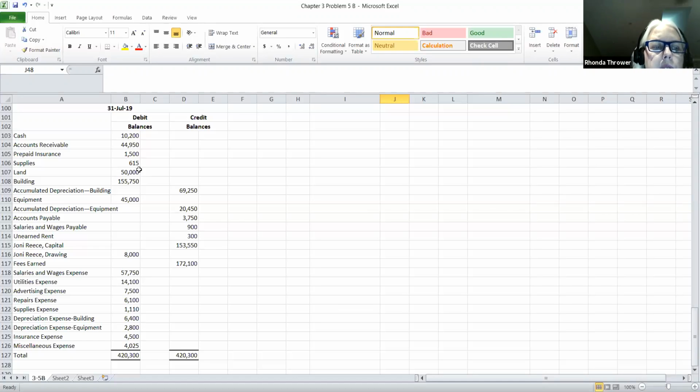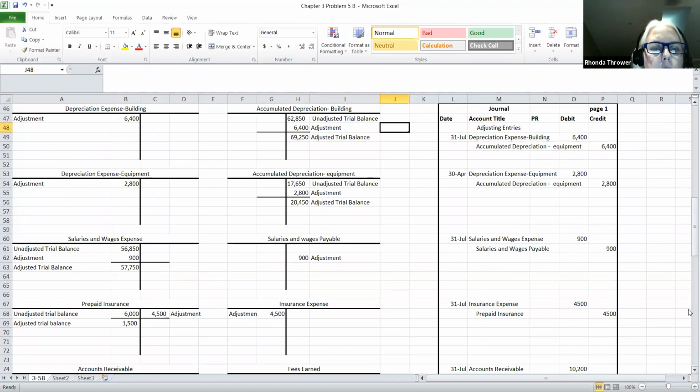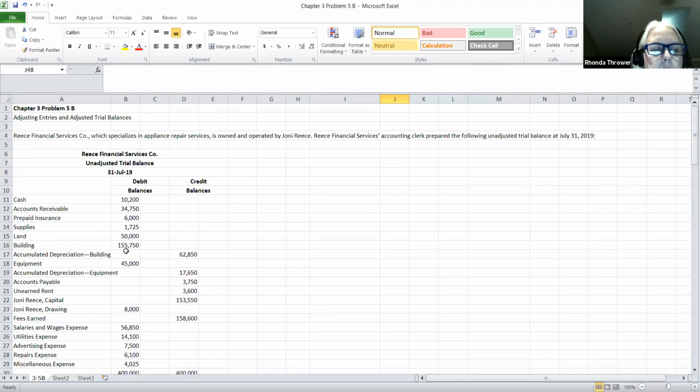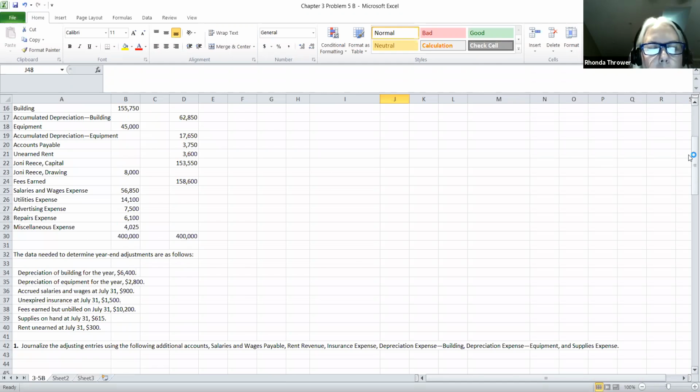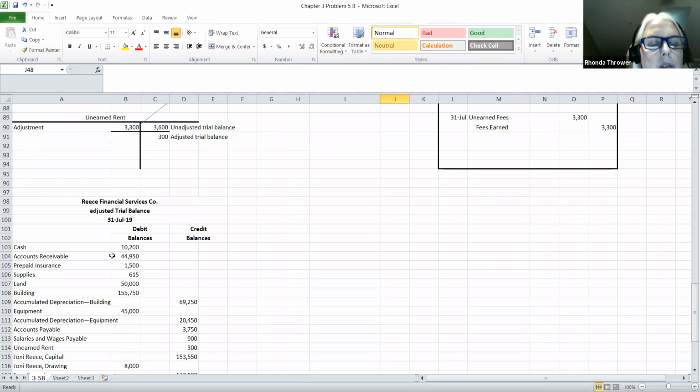We will start with our cash account. Remember, our unadjusted trial balance has cash in it at $10,200. We did not make any adjustment to cash, so we just bring that balance into the adjusted trial balance amount. In other words, we didn't have an adjusting entry that affected cash. So this $10,200 is just brought forward into the adjusted trial balance.